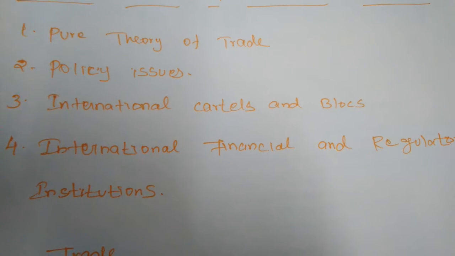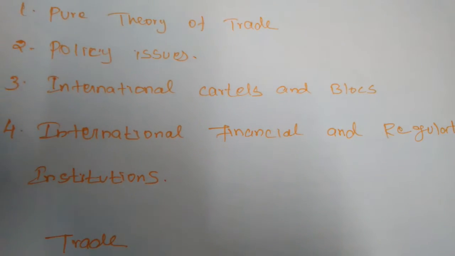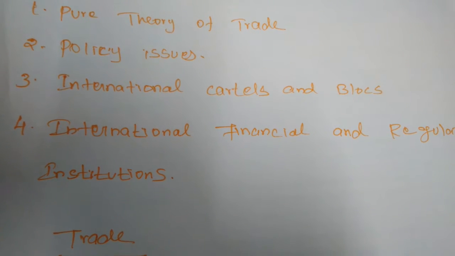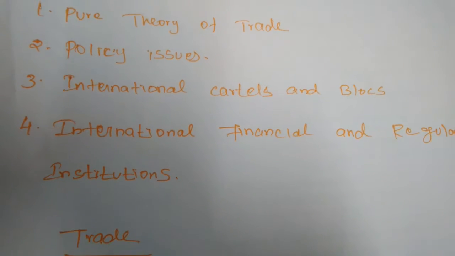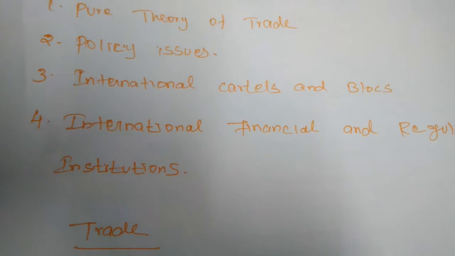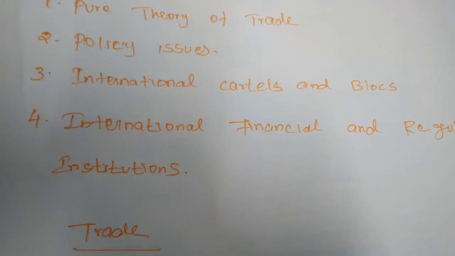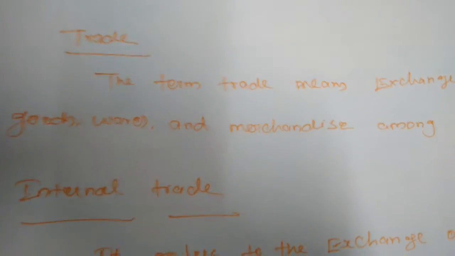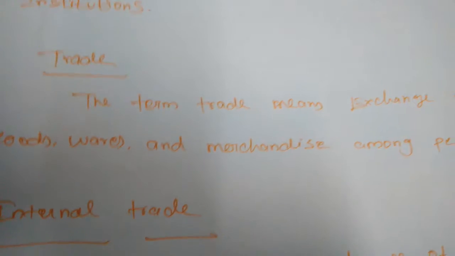Next, international cartels and blocs. Many cartels and blocs exist. This part, international cartels and trade blocs, deals with economic integration in the form of international cartels, customs unions and monetary unions. After that, we studied trade.